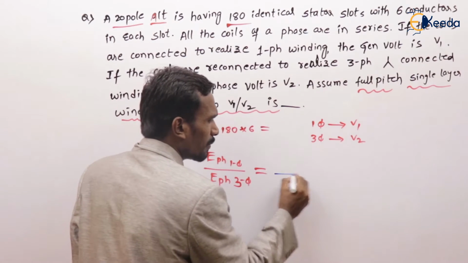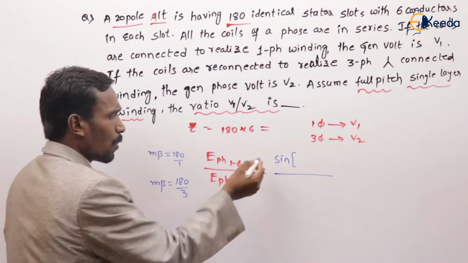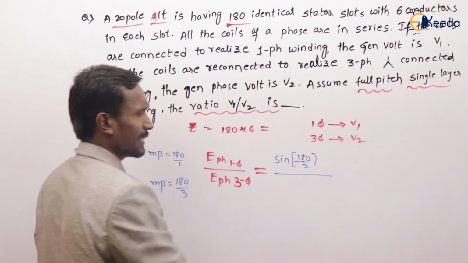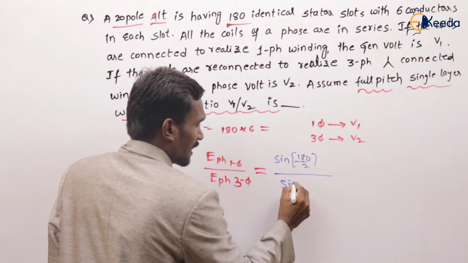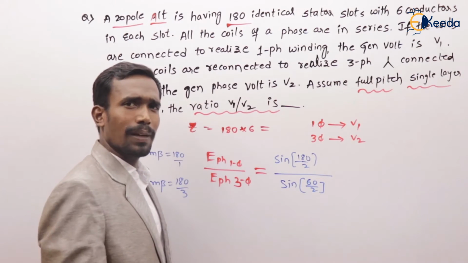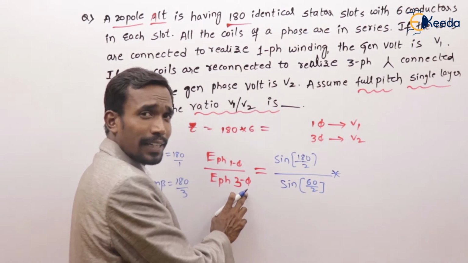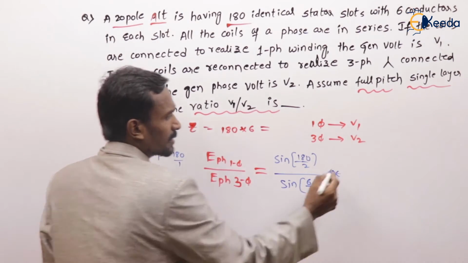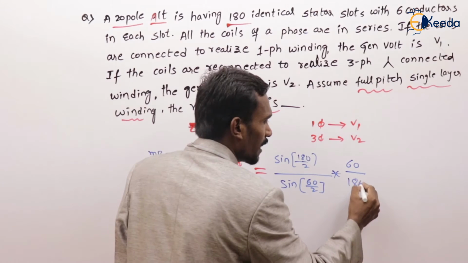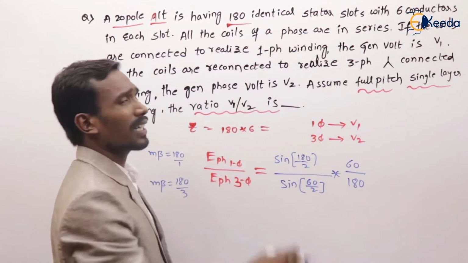So, what is the formula for this? Sin M beta by 2. What is M beta? 180 by 2. Sin 180 by 2 divided by sin M beta by 2, which is sin 60 by 2, multiplied with its M beta. What is M beta for this? 60 divided by 180. It's an answer.